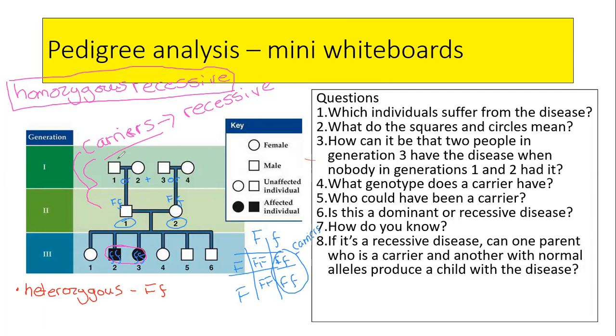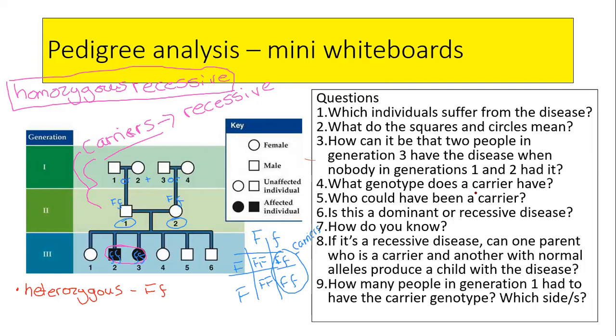So we know up here in generation 1, one parent has to be a carrier and the other could be normal. Now I'm using the word could because actually both could be carriers, but it would just happen that they only inherited the one recessive gene from one of the parents.